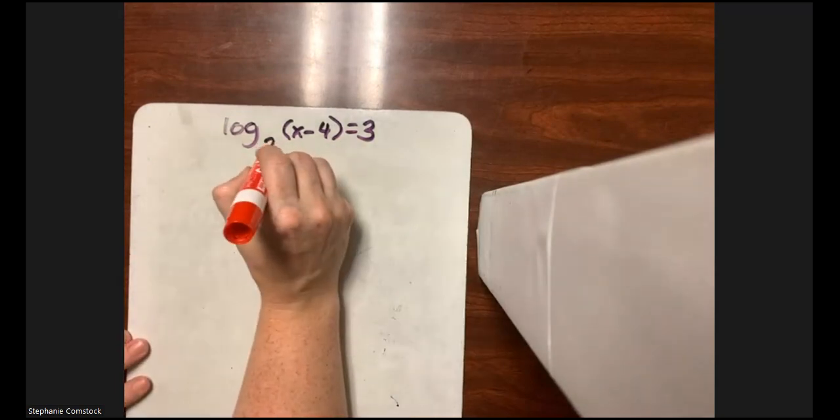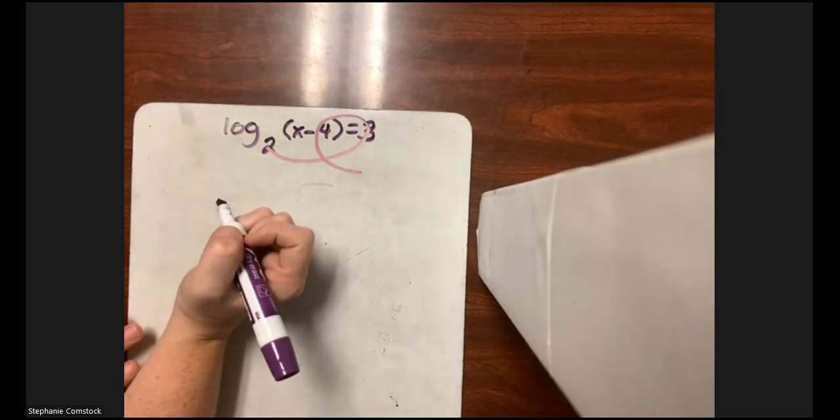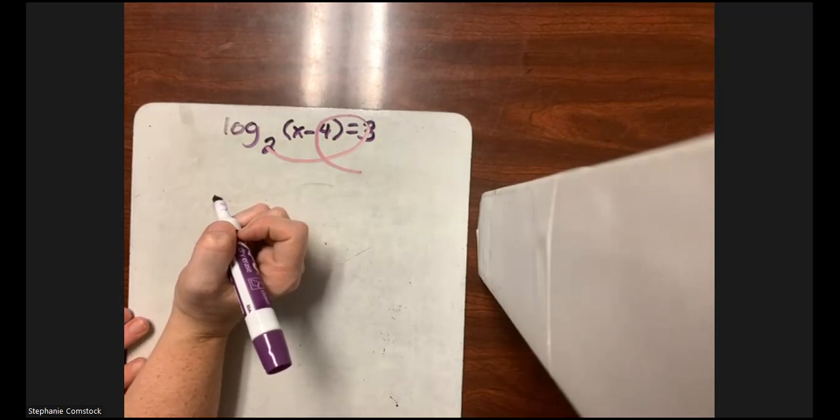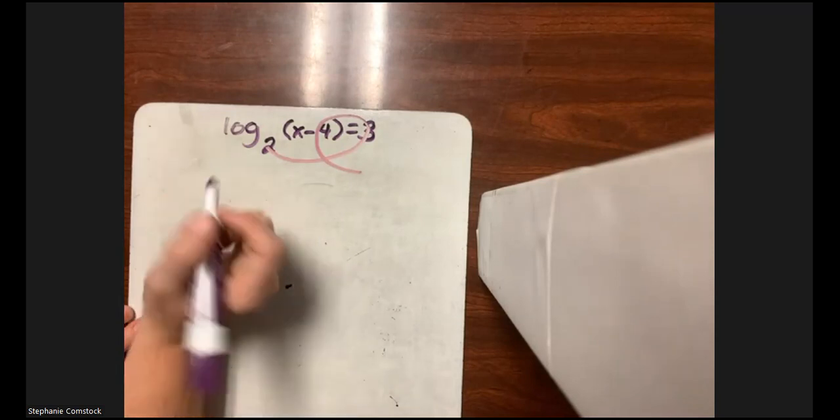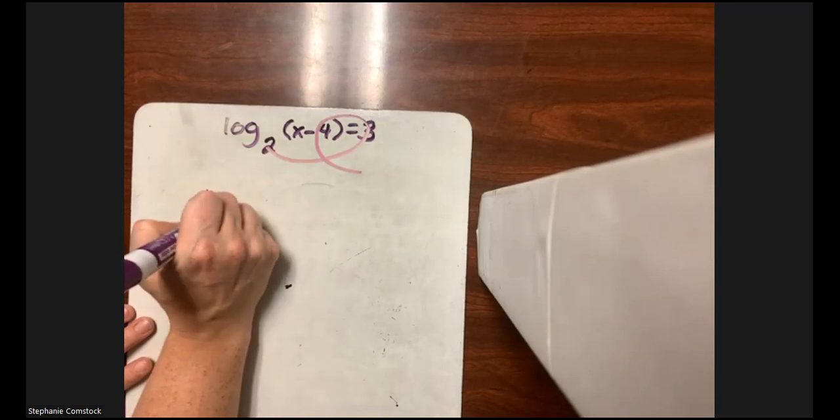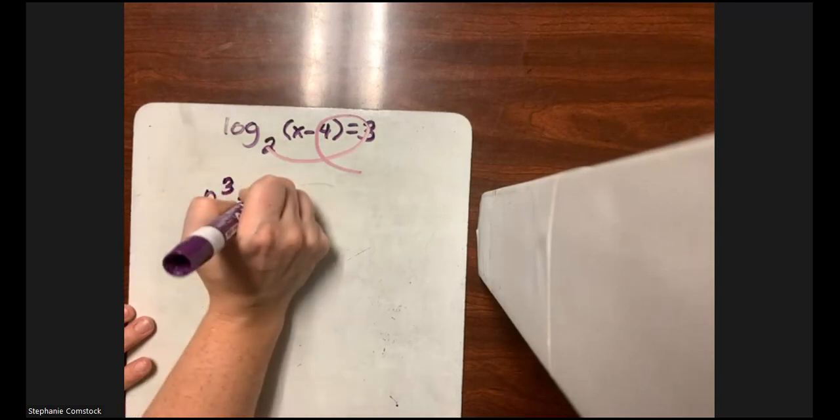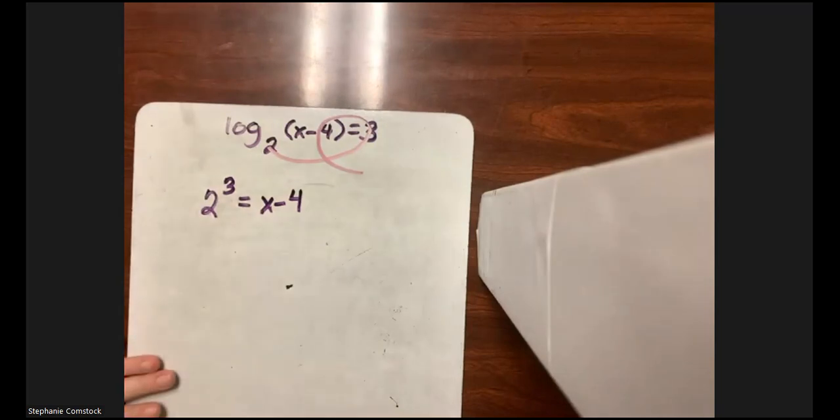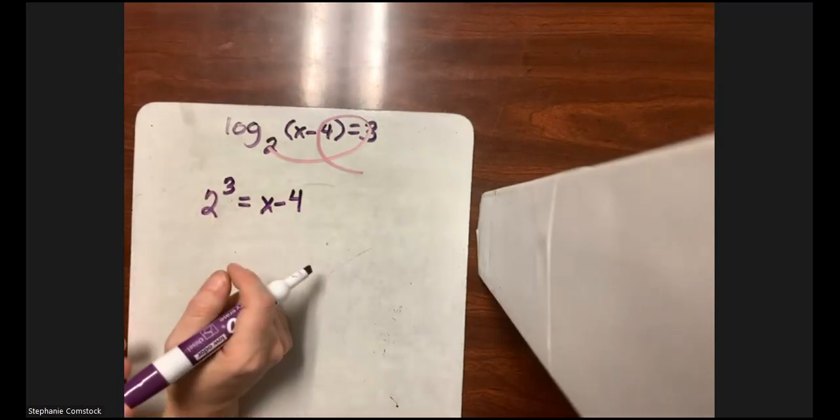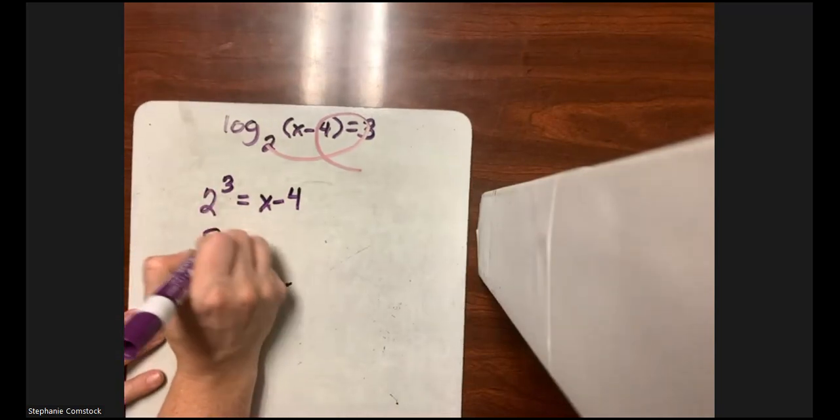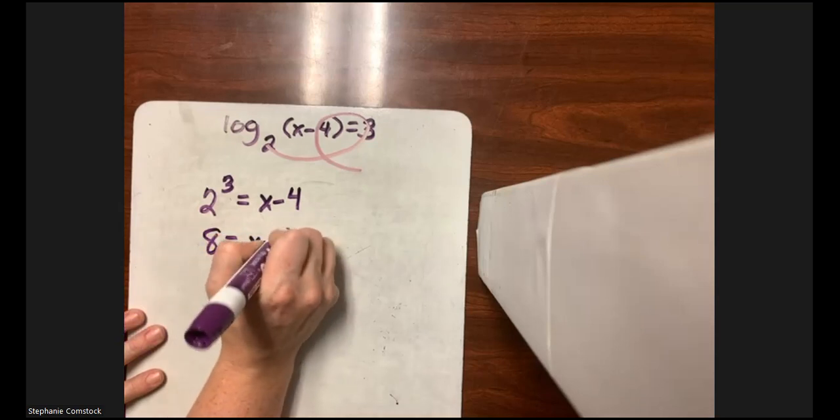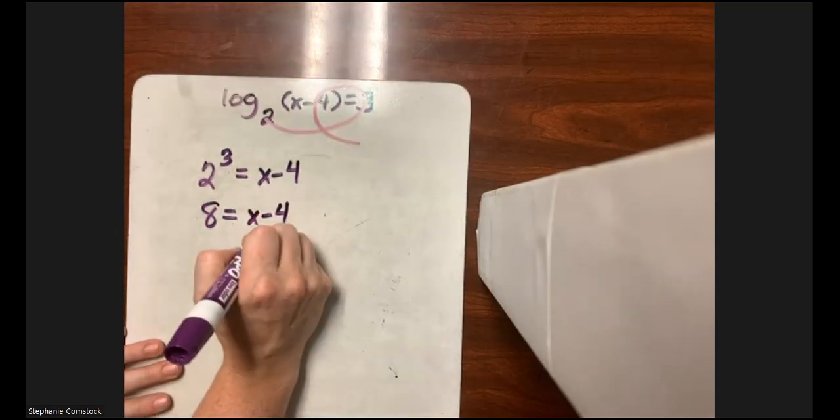Now, the next thing that we're going to do, and this is pretty straightforward to start with, is I'm going to do my little loop-de-loop, that little switch format thing. If you don't know what I'm talking about, go back and visit the section 4.2 videos. I think that's where I cover these. And so I now have 2 cubed equals x minus 4. And so now we're going to solve like normal. So 2 cubed, 2 times 2 is 4, times 2 is 8. I'm going to add my 4.